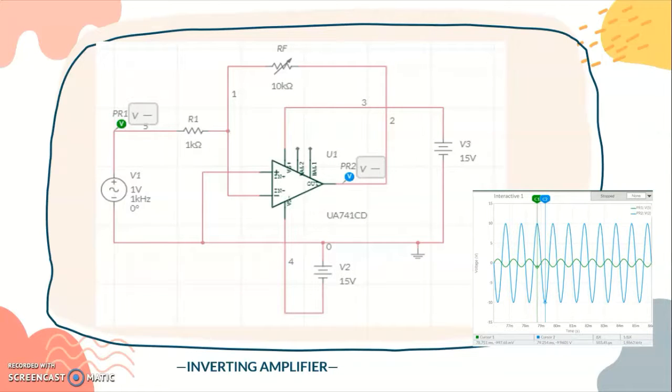If you see here in the circuit, we use 1 volt and 1 kilohertz. Our feedback resistor is 10 kilo ohm, the input resistor is 1 kilo ohm, and we use 15 volt. In this inverting amplifier circuit, we want to know where the virtual ground is. It's in here. Okay, this is the virtual ground.